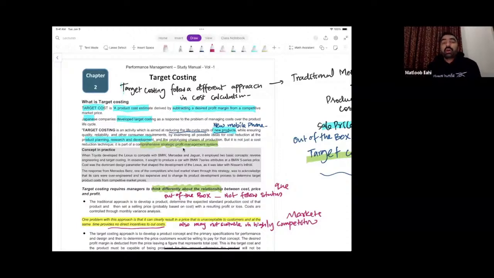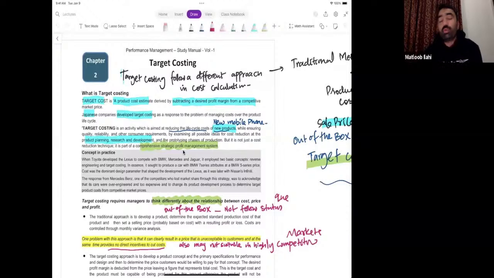Okay, so what is target costing? By the way, in today's class, we will finish early. Okay, so hopefully we will be able to complete chapter number 2 and chapter number 3 today.